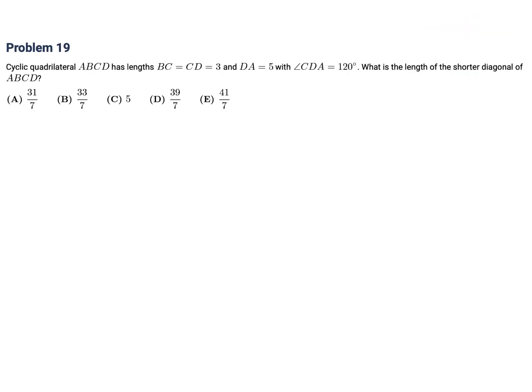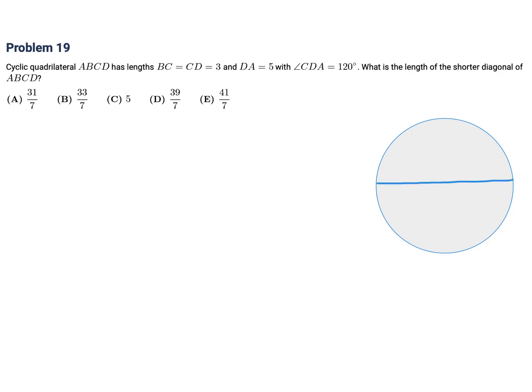Cyclic quadrilateral ABCD has lengths BC and CD equal to 3, DA is 5, and angle CDA is 120. What is the length of the shorter diagonal of ABCD? Okay, so first let's draw this. I have no idea what it looks like, so it's going to be a total sort of guess with regard to how this is even going to be drawn. So there we go. Let's just draw a circle and then let's just ad-lib here.